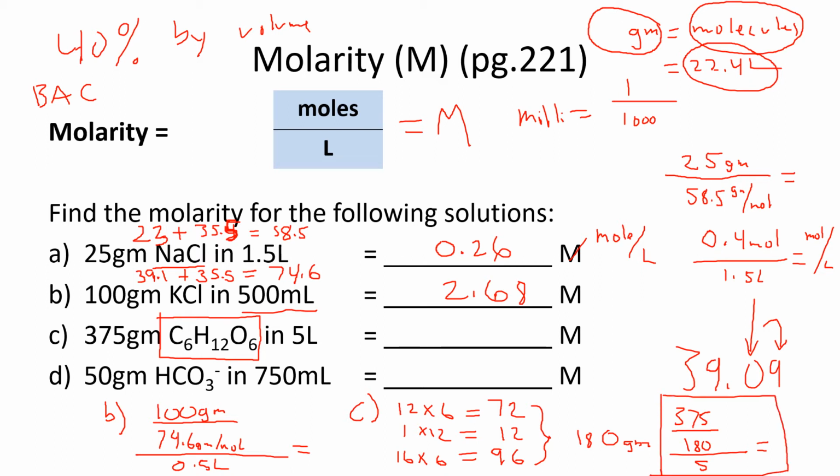So 375 divided by 180 divided by 5. 0.41. Okay, about 0.42. 41, 42. Okay. All right, so I'll leave D for you guys. So find the molecular mass, change the volume into liters.